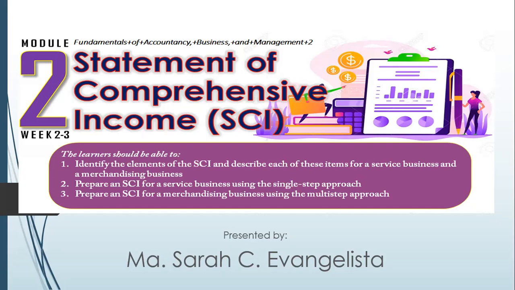The learner should be able to identify the elements of the statement of comprehensive income or income statement and describe each of these items for service business and merchandising business. Prepare an SCI for service business using the single step approach. So yan, single step approach, pag-aaralan natin siya. Then next, prepare an SCI for a merchandising business using the multi-step approach. So yan po ang ating pag-aaralan ngayon sa chapter 2 or module 2, all about income statement.